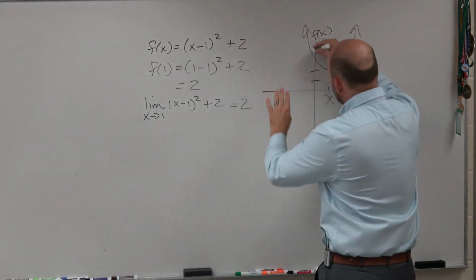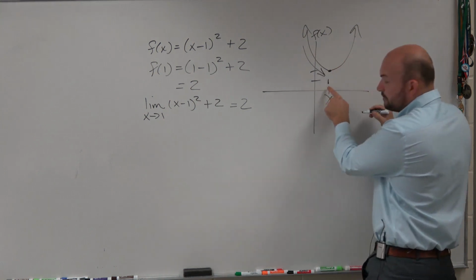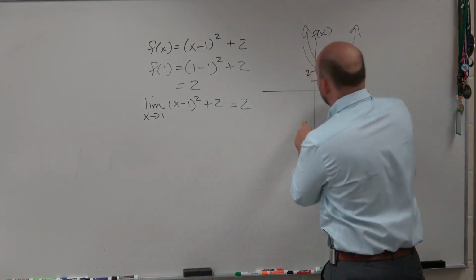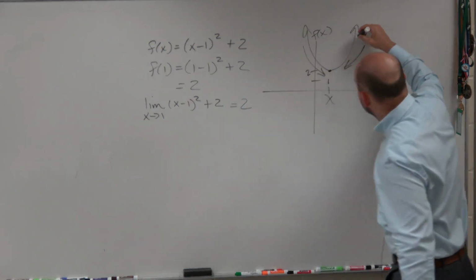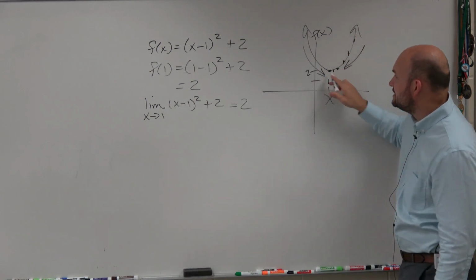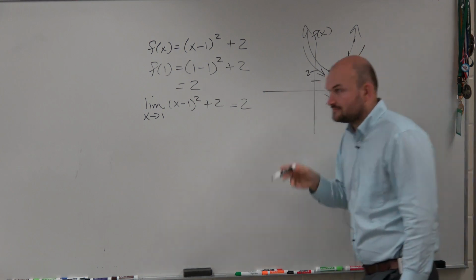This is a continuous graph. So from the left, as x gets really, really close to the number 1, we're getting closer to the output value of 2. And then from the right, as the x values get closer and closer to 1 from the right, you can see, again, we're approaching this value of 2. Does everybody see that? OK?